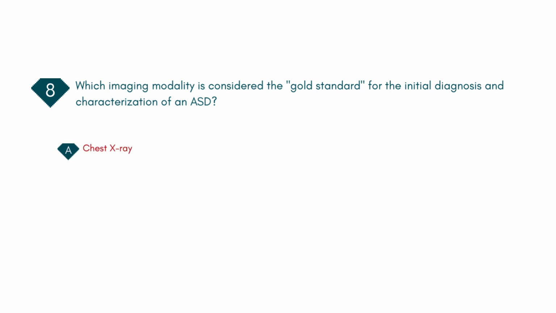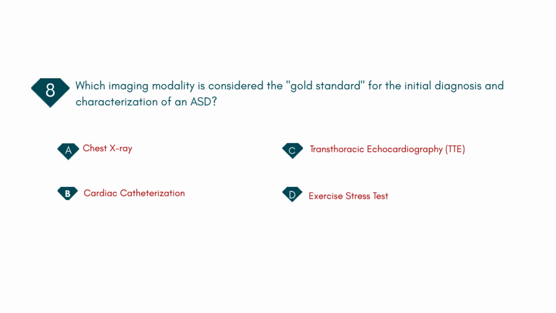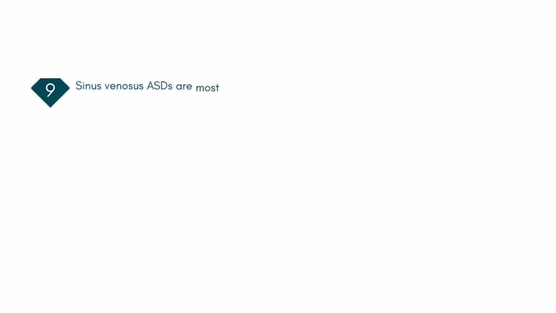A. Chest X-ray. B. Cardiac catheterization. C. Transthoracic echocardiography, TTE. D. Exercise stress test. Answer: C. Transthoracic echocardiography, TTE. Sinus venosus ASDs are most commonly associated with which other congenital anomaly?